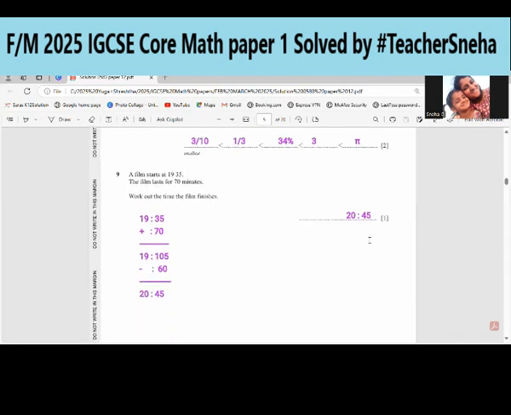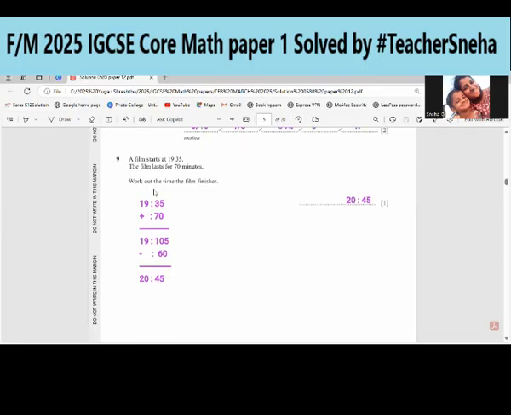Question number 9 in this paper says a film starts at 1935. The film lasts for 70 minutes. Work out the time the film finishes. So it's 1935 plus 70 minutes, the duration of the film, which on adding hours and minutes, you get 19 hours and 105 minutes.